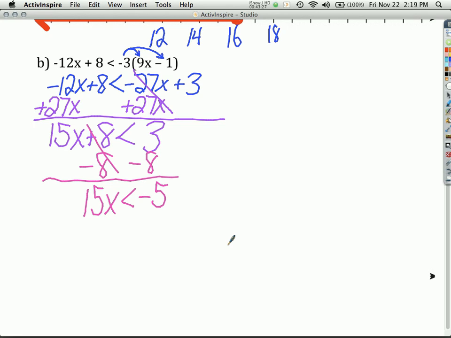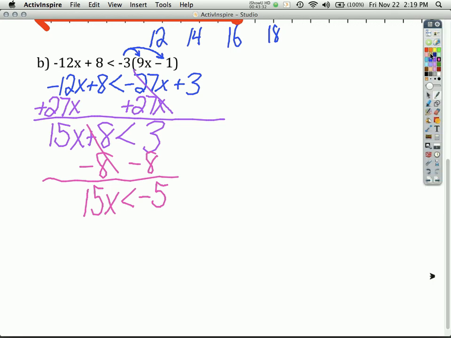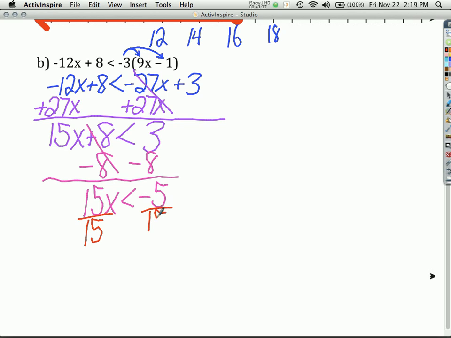What is the final step? Final step. Alicia? Very good. And so I'm dividing by 15. Did I multiply or divide by a negative number? No, I'm dividing by a positive number. And so nothing happens to the symbol. And I am left with x is less than negative 1/3. Does anyone have any questions about how we arrived at that solution?